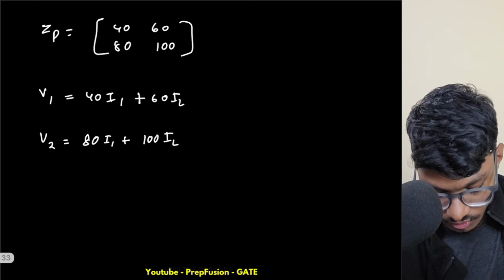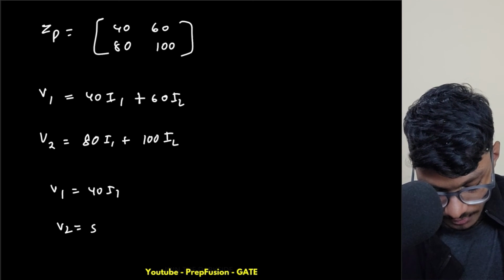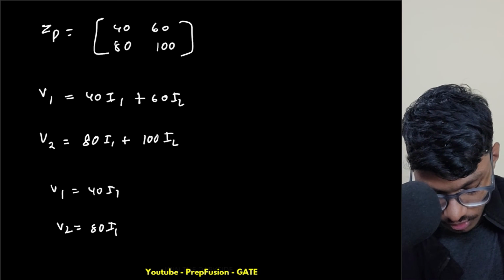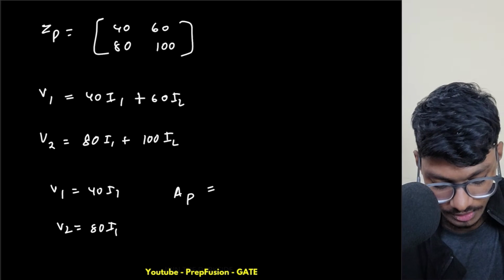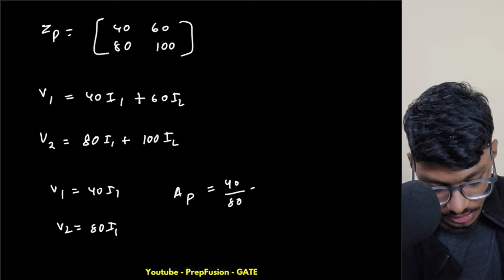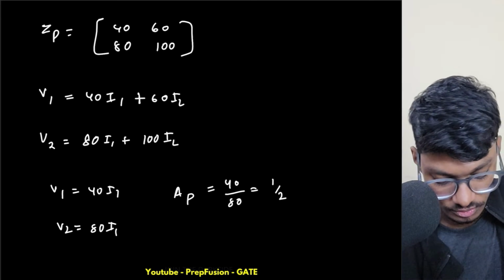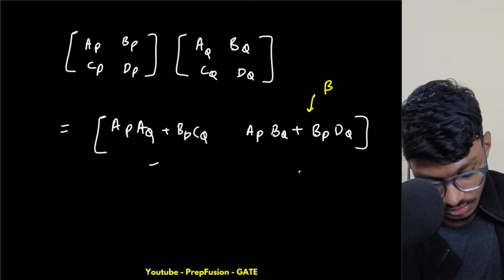So if you make I2 0, you will get V1 equals 40 I1 and V2 equals 80 I1. So my A, now this is AP basically, AP equals V1 upon V2, which is 40 upon 80, which is 1 by 2. So AP equals 1 by 2. Now we have to find next what? We have to find BP.